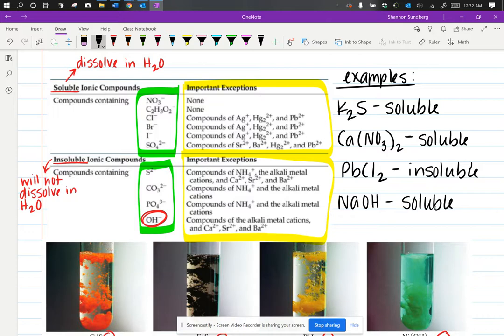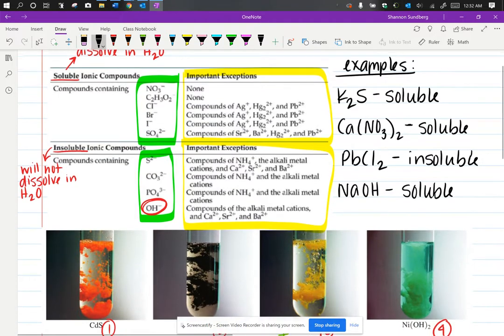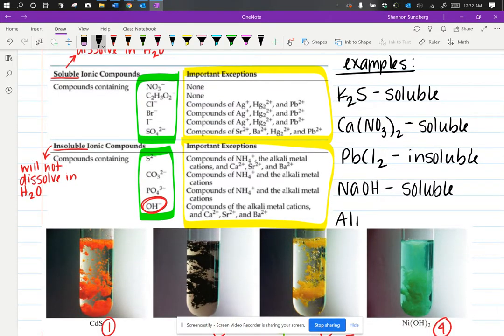Okay, we'll do one more. Aluminum phosphate. Okay, so find your anion, your phosphate anion here. So normally this thing is insoluble. It's not going to dissolve unless it's paired up with compounds of NH4 and the alkali metal cations. Well, aluminum is not an alkali metal cation. It is not located in group 1. So this guy, unfortunately, is going to be insoluble.